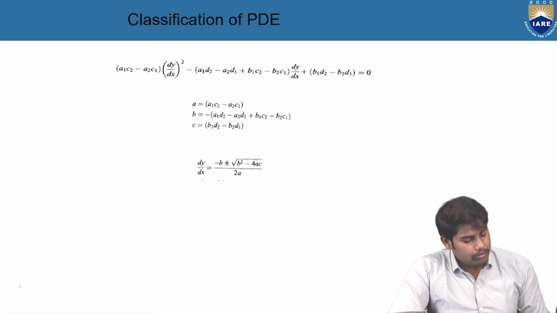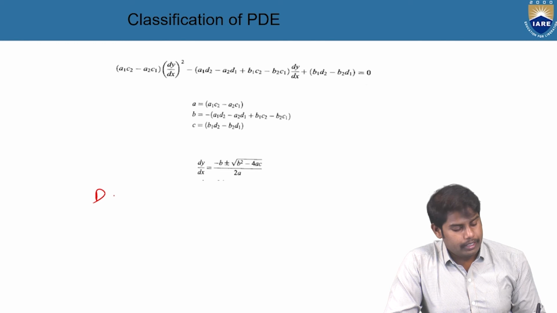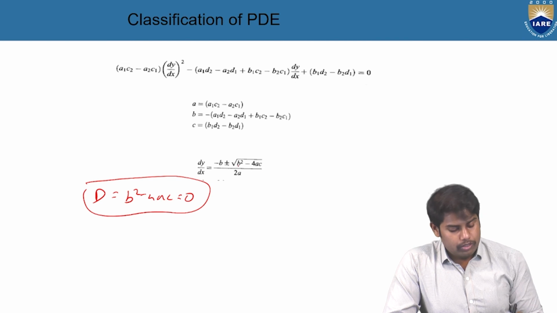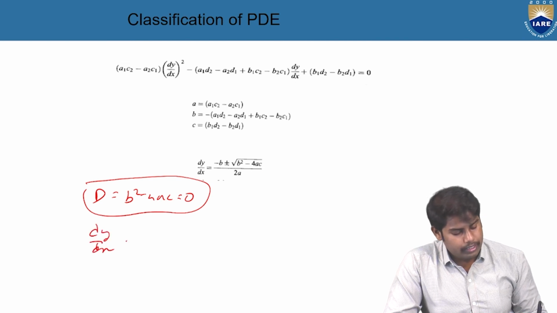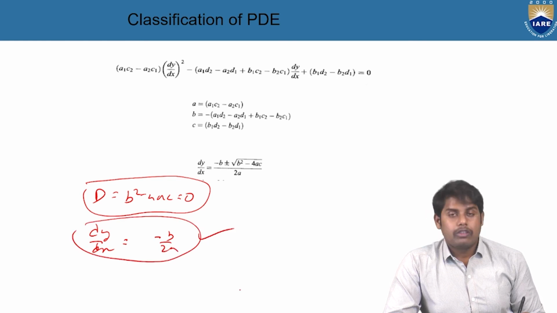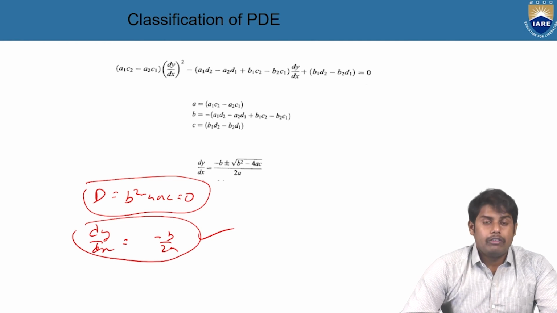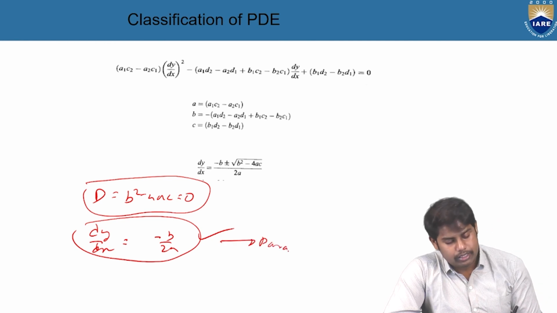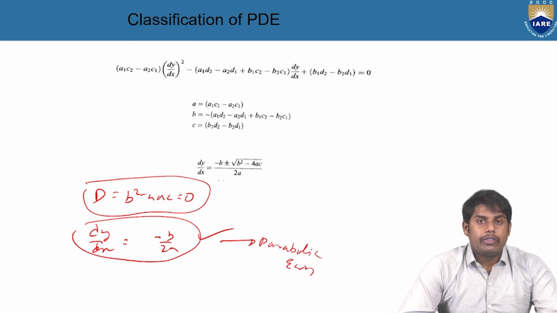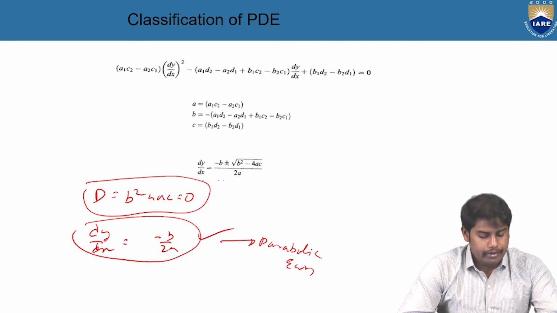Okay, what is the other case? When the discriminant b square minus 4ac is equal to 0, then what happens? If you substitute, dy by dx will be equal to minus b by 2a. So we have only one root. This is for the parabolic equation. Here, for the parabolic equation, you have only one curve, so the information is propagated along it. Let's say this is for the sonic conditions if you take it for CFD.